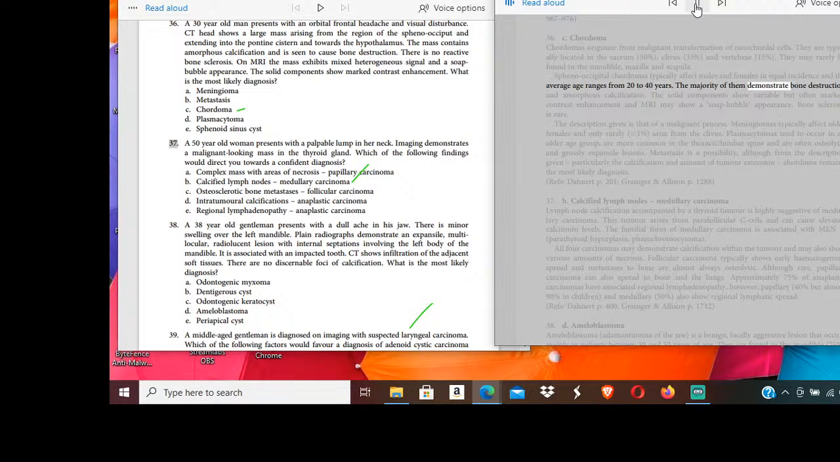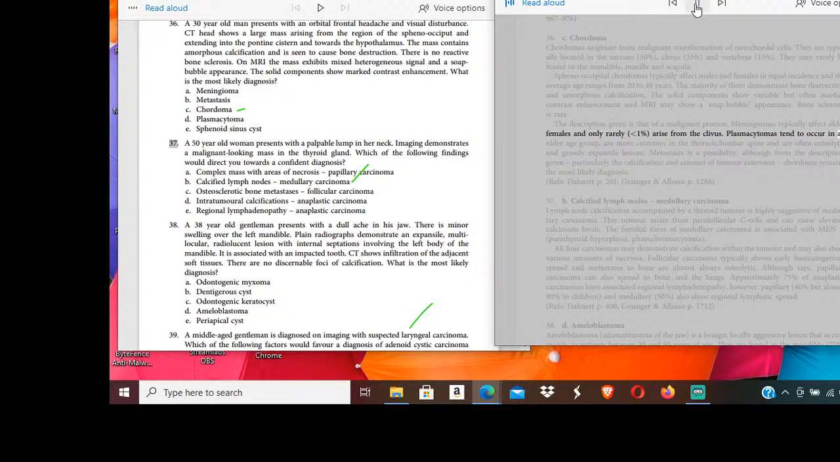The majority of them demonstrate bone destruction and amorphous calcification. The solid components show variable but often marked contrast enhancement, and MRI may show a soap bubble appearance. Bone sclerosis is rare. The description given is that of a malignant process. Meningiomas typically affect older females and only rarely, 1%, arise from the clivus.